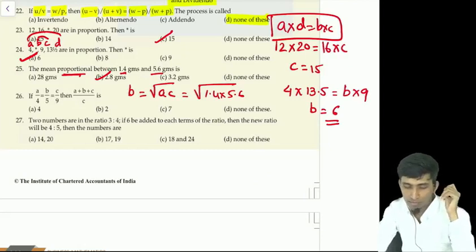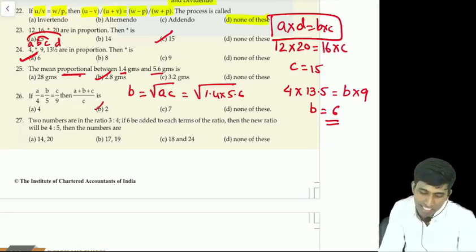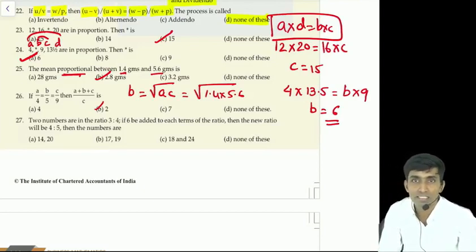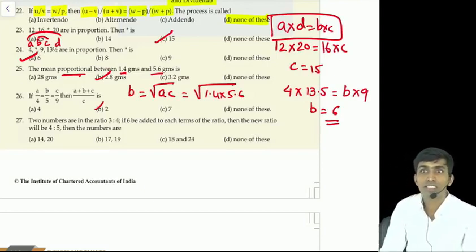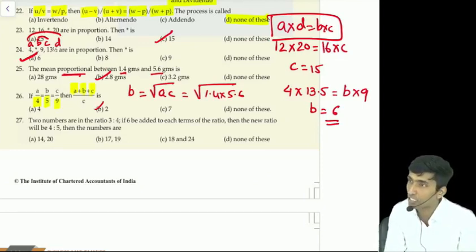Next, please give me the answer. Answer is what? Value of A is how much? Value of B is how much? Value of C is how much? 4 plus 5 plus 9. How much? 18 upon what? 9. 18 by 9 is 2. Do you want me to write this? Understood now? A value is how much? 4. I will substitute here. B value is how much? 5. I will substitute here. C value is how much? 9. I will substitute here. 4 plus 5 plus 9 divided by what? 9.